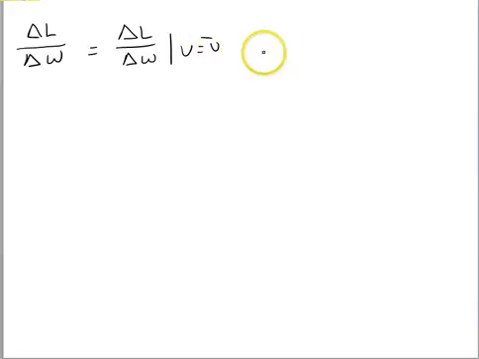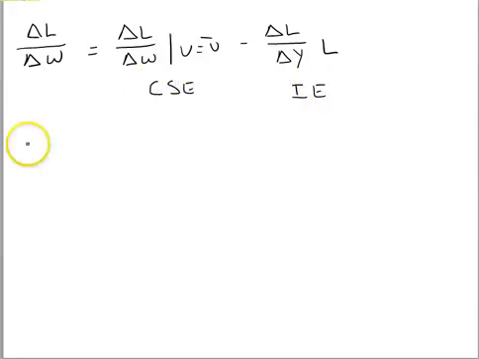So we really have a change in leisure given a change in a wage equals a change in leisure given a change in wage, holding utility constant, minus a change in leisure given a change in income multiplied by leisure. This is your Slutsky equation, only this is now a consumption substitution effect, and this is an income effect.